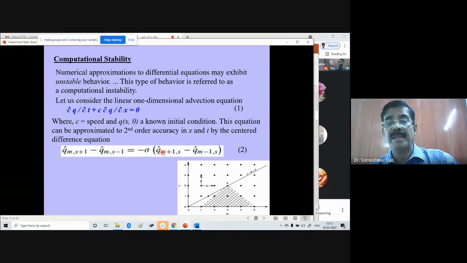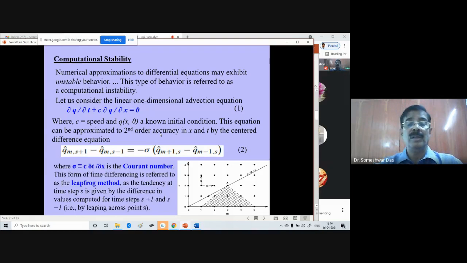So Q_(M+1) means the next grid point at the same time step S, minus Q at M minus 1, which means the previous grid point. Suppose M is equal to 3, then M minus 1 will be 2, and M plus 1 will be 4. So this is the discretization in the grid space of this term, dq by dx, del q by del x. In this equation, sigma basically indicates c times delta t divided by delta x.